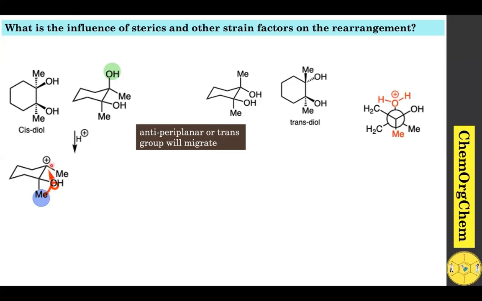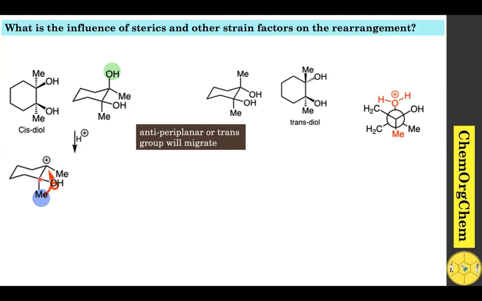Further, if you want to visualize this concept, you just convert this chair form into the corresponding Newman projection. First you take this carbon present at the back side and this carbon present at the front side. First we will fill in the back carbon. This back carbon is attached to one methyl and the protonated alcohol. So put the protonated alcohol and methyl group on the right side, and this CH2 on the left side.